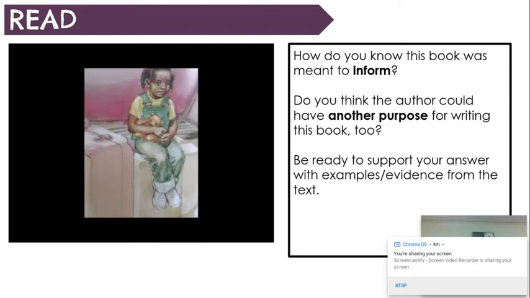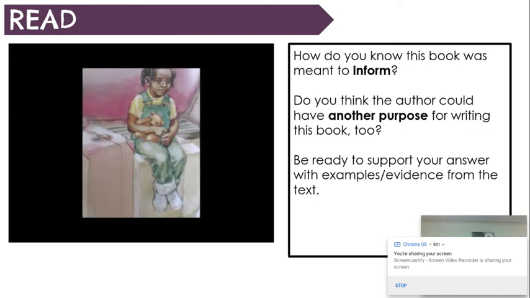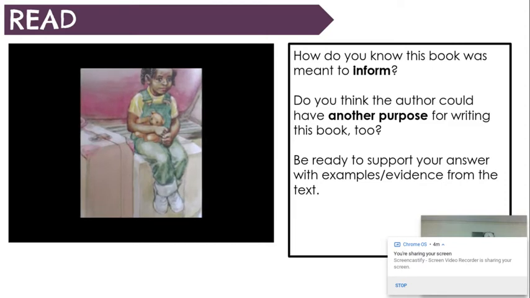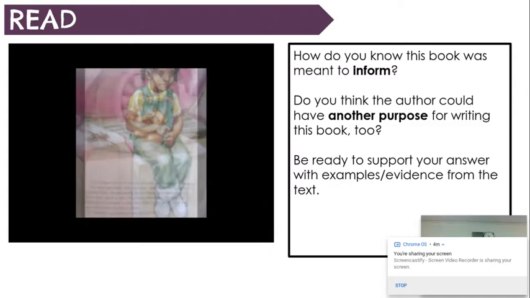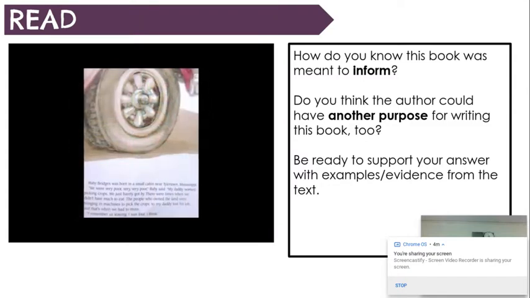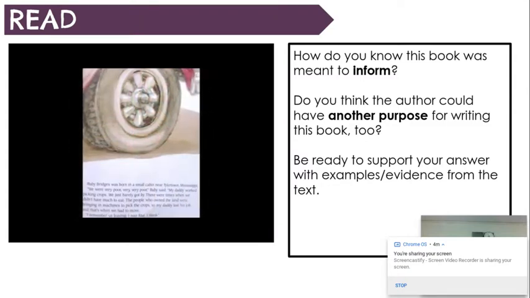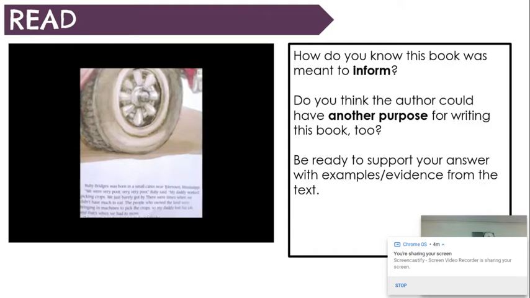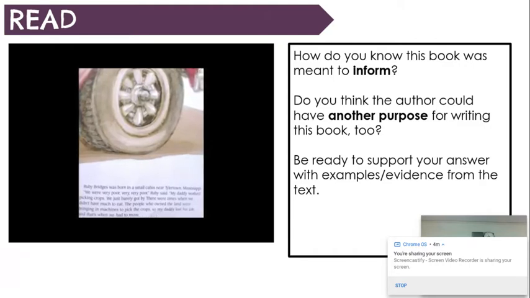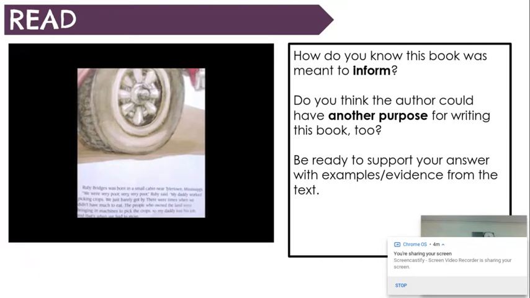Ruby Bridges was born in a small cabin near Tylertown, Mississippi. We were very poor. Very, very poor, Ruby said. My daddy worked picking crops. We just barely got by. There were times when we didn't have much to eat. The people who owned the land were bringing in machines to pick the crops. So my daddy lost his job. And that's when we had to move. I remember us leaving. I was 4, I think.